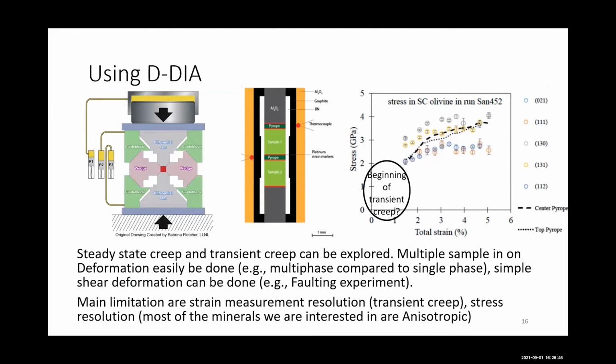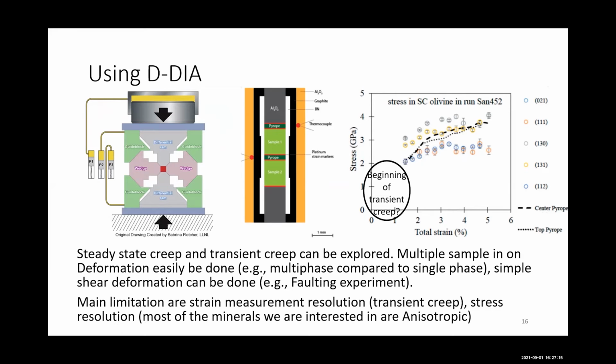The second deformation apparatus I'm going to talk about is the D-DIA that we've been recently using at 6BMD. So this is just a schematic of the D-DIA. It's been talked about in the previous talk. So it's essentially uniaxial deformation. You can reach reasonably high pressure, and you can conduct steady state deformation and transient creep deformation.